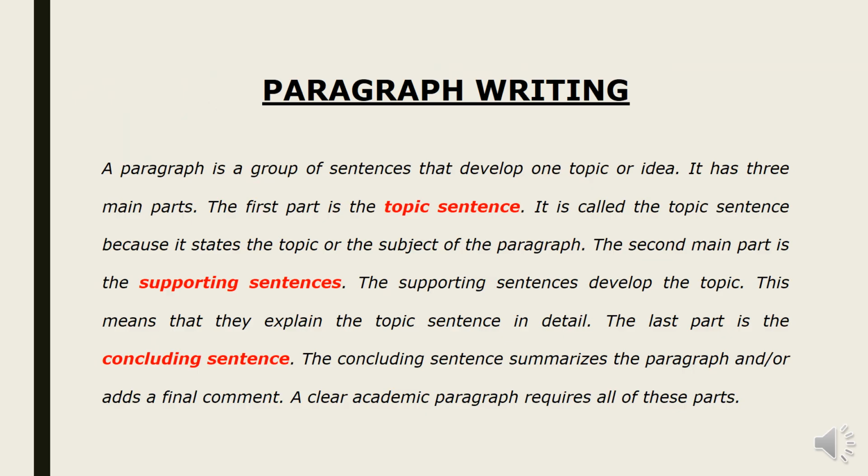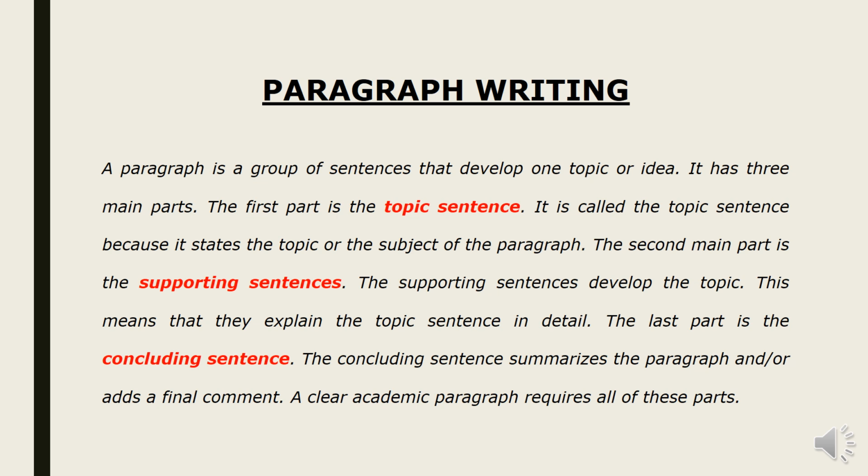First of all, what is a paragraph? As a definition, a paragraph is a group of sentences that develop one topic or one idea. It is made up of three parts. The first part is a topic sentence. The second part is the supporting sentences, and the third part is the concluding sentence.